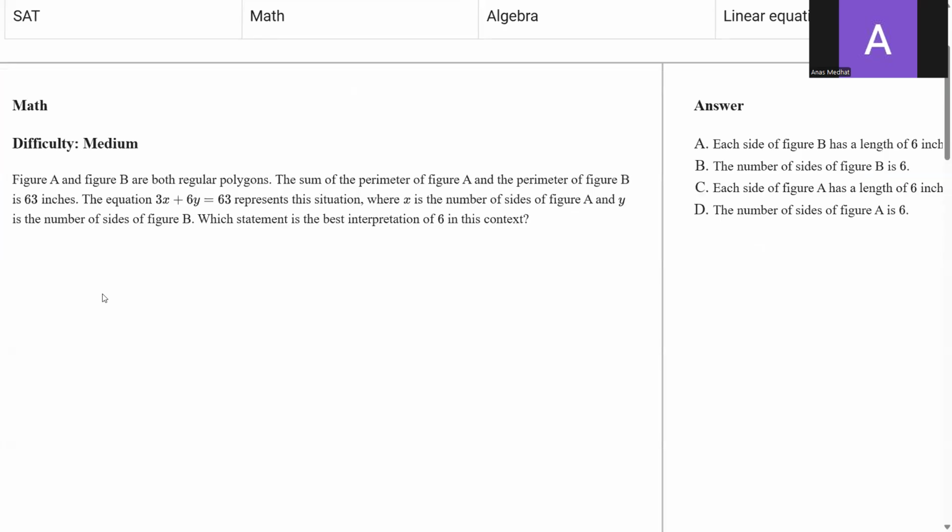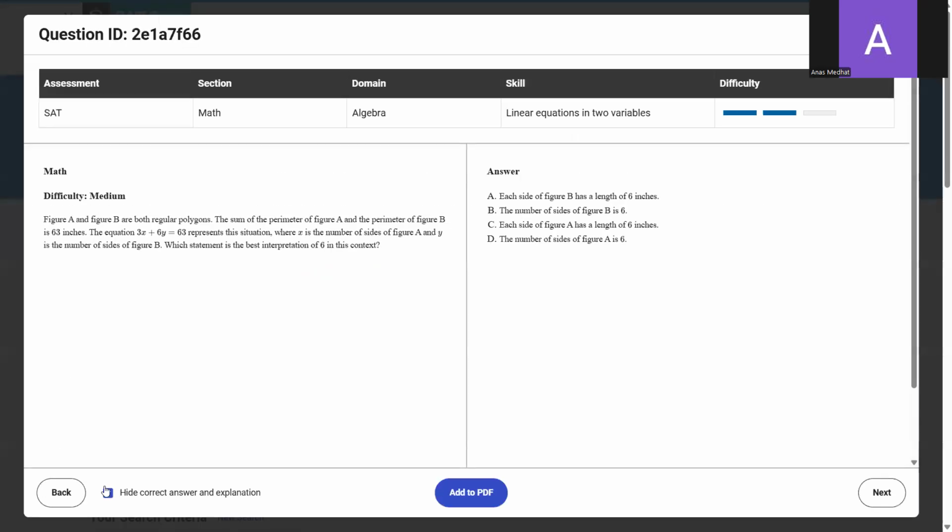We said that 6y represents the number of sides of figure B. So if y has 3 sides, this means it will have 6, 6, and 6, which is 18, right? So each side has a length of 6 inches. Answer is A.